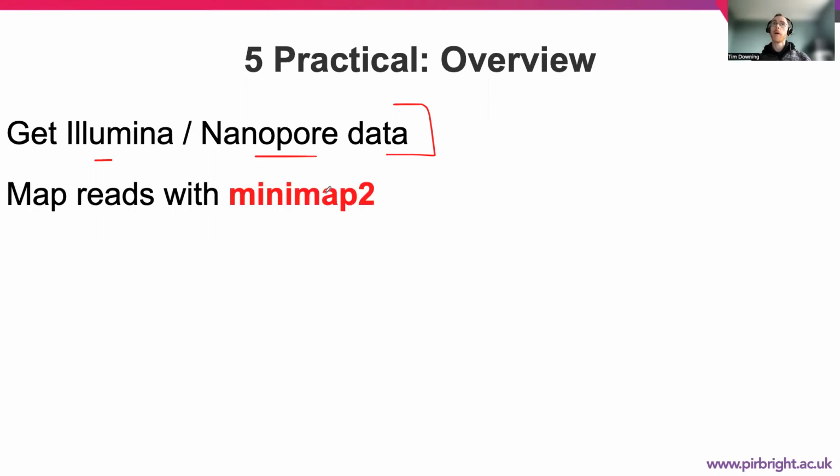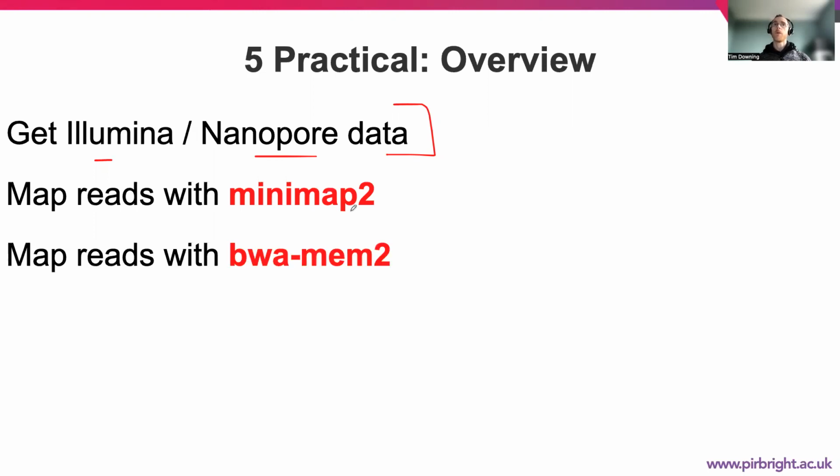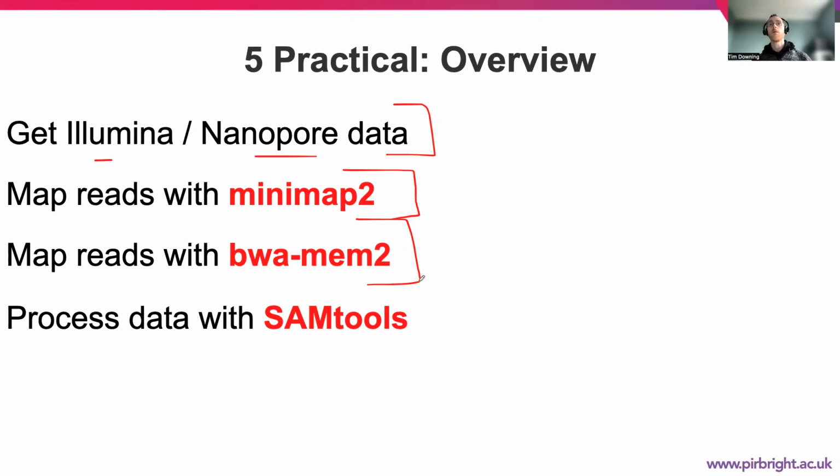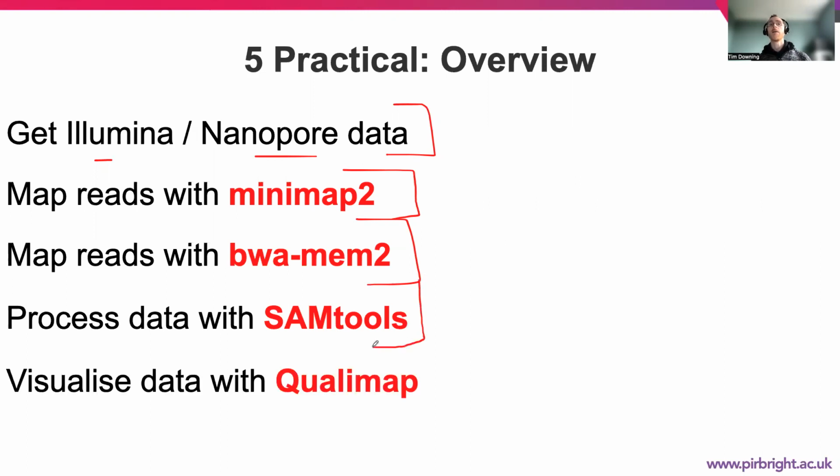So what we're going to do is we're going to map reads with minimap2. We're also going to map reads with BWA-MEM2. Arguably, minimap2 works better for long reads. BWA-MEM works better for short reads, but that's quite a contested point. And then we'll process the data with SAMtools and look at how we can extract quality metrics from that. And then in the same way, we'll visualize the quality of our read mapping with Qualimap as well. So the key things are that at least one read mapping tool is definitely essential. SAMtools again is essential for sample to BAM processing, and Qualimap is optional, but it's a nice visualization tool.